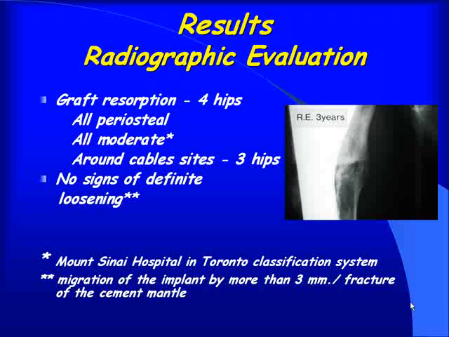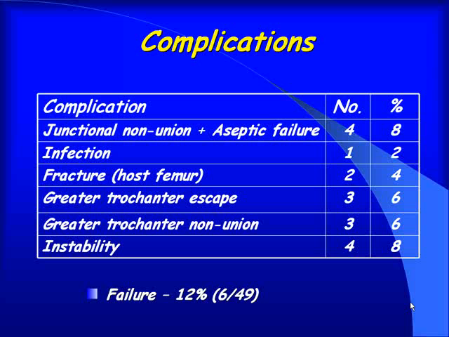6 hips were re-revised for a failure rate of 12%. 4 hips were re-revised for junctional non-union and aseptic failure. 1 hip was re-revised for host step cut fracture, and 1 underwent resection arthroplasty for recurrent infection. 6 other operative procedures were necessary.